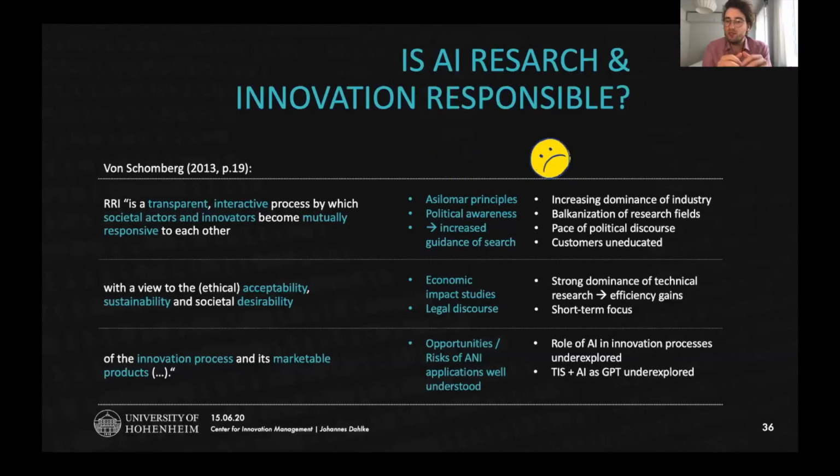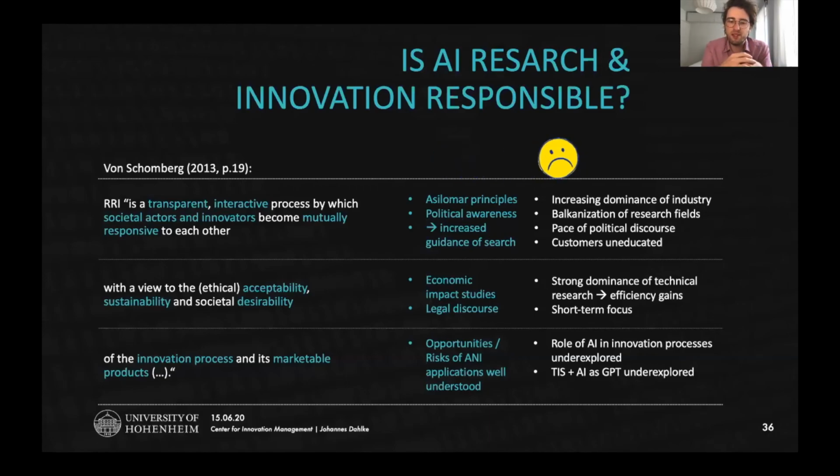And again, we see the Asilomar principles, we see more and more economic impact studies, and we see a rising legal discourse around the use of AI by companies. So that's positive. Negative is that the field is still strongly dominated by technical research aiming at purely efficiency gains, not really posing ethical and societal questions. And if studies and researchers and politicians do, they mainly focus on short-term consequences and neglect the long-term effects a little bit, okay?